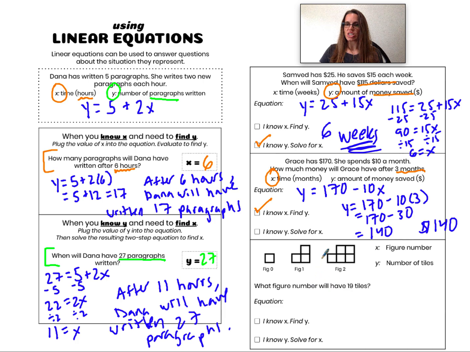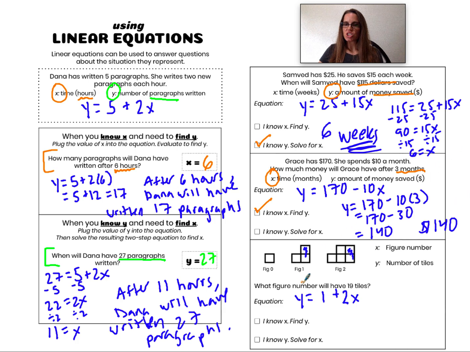Before I can answer that question, I need my equation. So y equals, what is my start value? What is the value of Y when X is 0? In other words, how many tiles do I start with? In figure 0, I just have 1 tile. What is my rate of change? How many tiles am I adding each time the figure number increases by 1? I'm adding those 2 tiles, and then I'm adding those 2 tiles. My rate of change for this tile pattern is 2. So my equation is y equals 1 plus 2x, or y equals 2x plus 1.